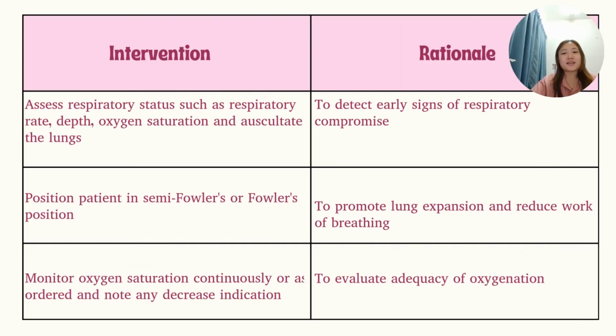These are the nursing interventions and rationales. The first one, nurses should assess respiratory status such as respiratory rate, depth, oxygen saturation, and auscultate the lungs. This is to detect early signs of respiratory compromise. The second one, position patient in semi-Fowler's or Fowler's position. This is to promote lung expansion and reduce work of breathing.